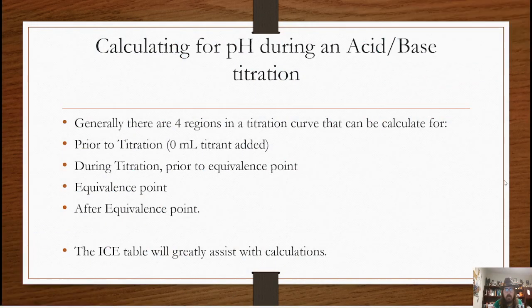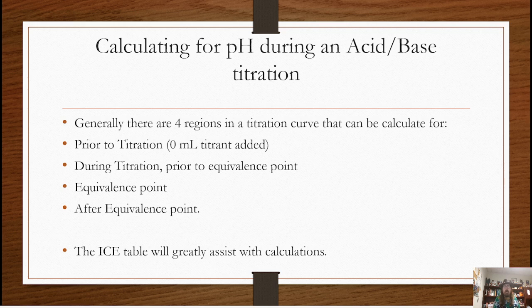Hello again. So this next video will deal with how we mathematically look at the data of a titration. It's going to be probably the most difficult video we'll deal with in this entire class. So bear with me. I will try and help and go as slow as I can, but we'll go through this. So mathematically, when we're looking at pH during a titration, there's generally 4 different regions and 4 different ways we can calculate for.